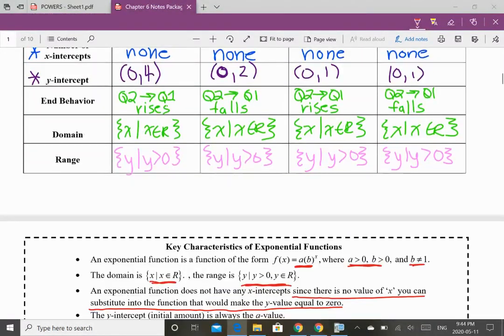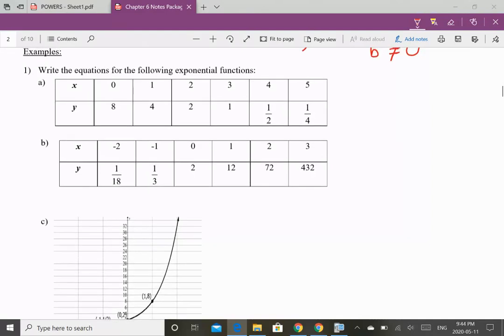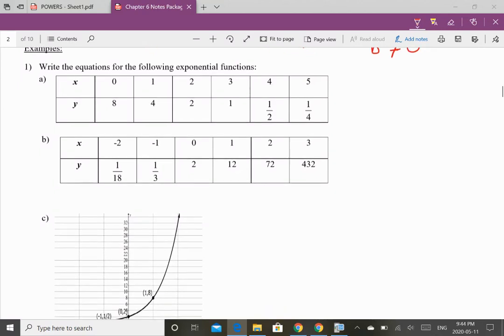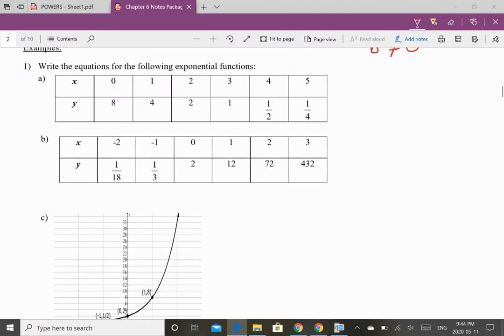So what we're going to do is put it into practice with some equations. In these examples A, B, and C from number 1, our task is to write the equations for the following exponential functions. Now, we know from above that the equation is always going to be of the form y equals a times b to the power of x. That's always what our equation is going to look like. So our job in this question is to figure out what a is and what b is.